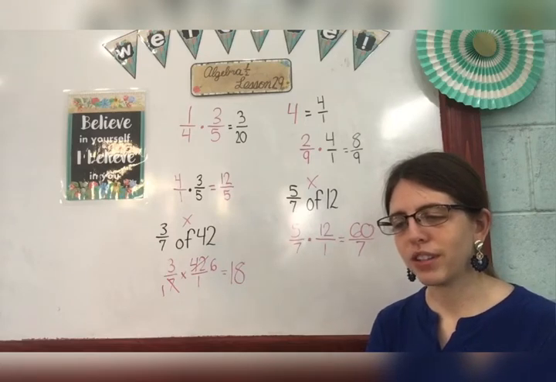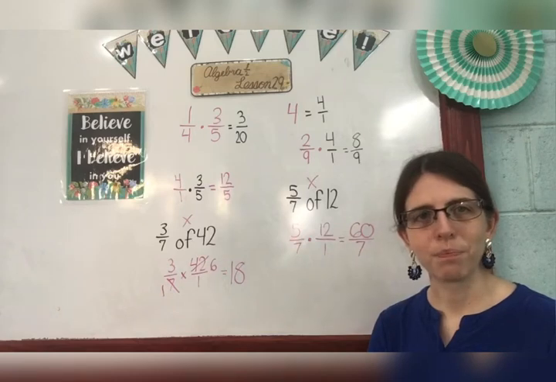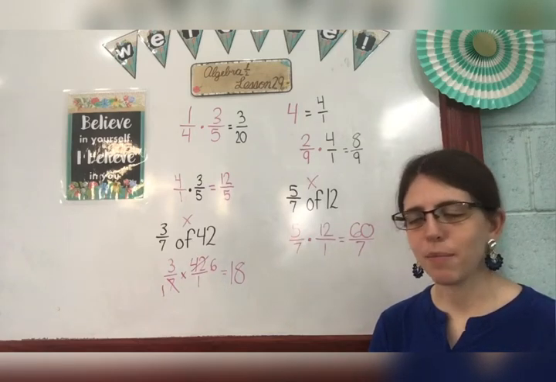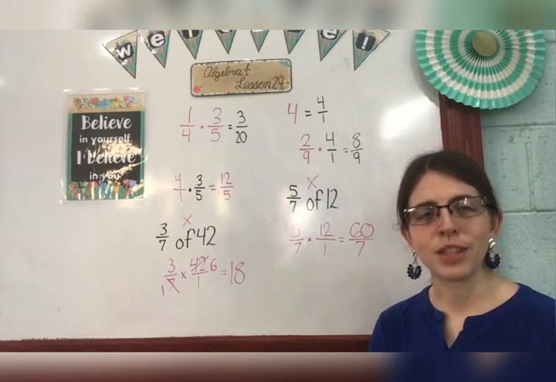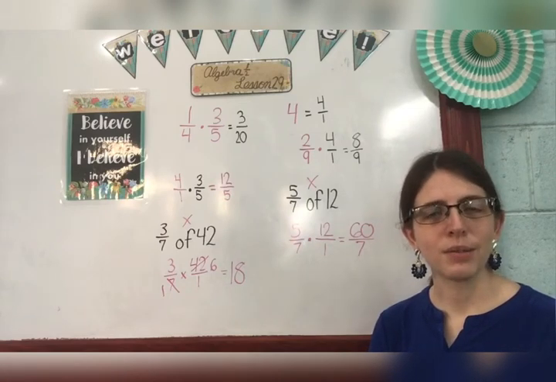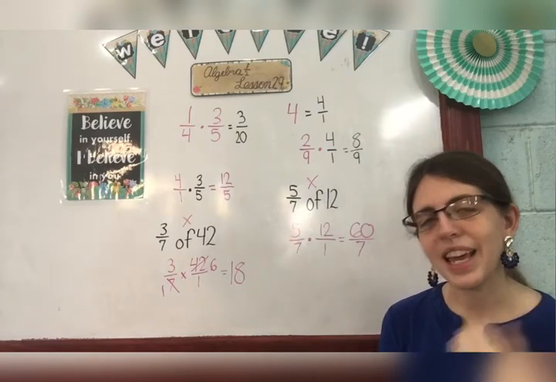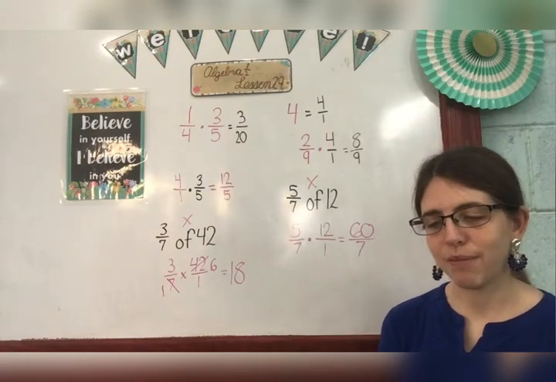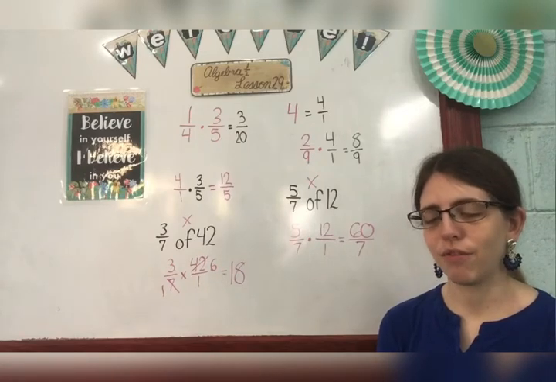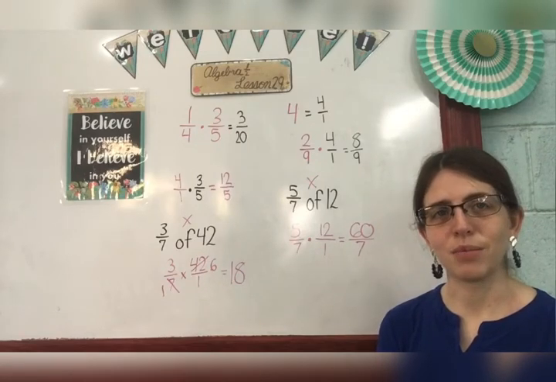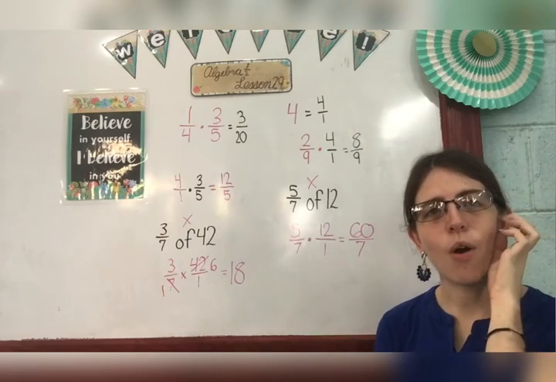B, 3/4 of 15 is 45 over 4. You put your 15 over 1 and multiply it by 3/4. Nothing can cancel. 15 times 3 is 45. 4 times 1 is 4. Letter C, 5/7 of 3 is 15 over 7. You put your 3 over 1 and multiply by 5/7. Nothing can cancel. 5 times 3 is 15. 7 times 1 is 7. 15 over 7.